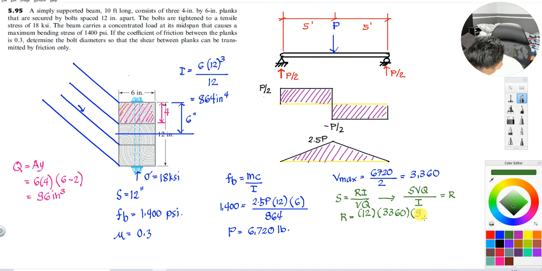So, balik ko dito. So, that is R equals S V Q, 96, all over the I, which is 864. So, ito pa lang yung R para dun sa isang bolt. 12 times 3,360 multiplied it by 96 divided by 864. So, you can have it as 4,480. Okay? Iyon yung force dun.